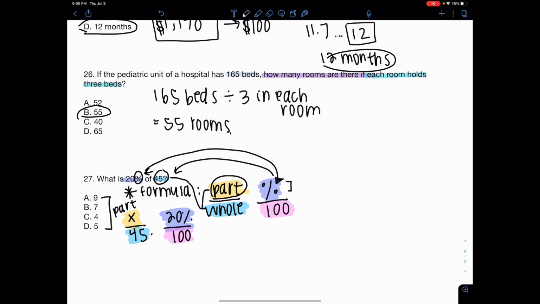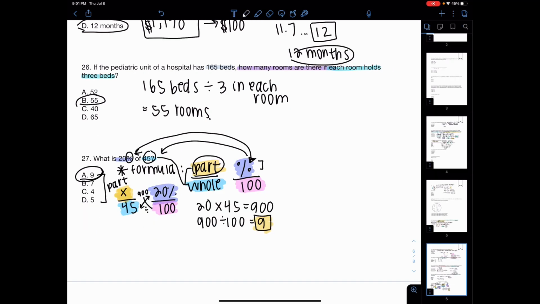So we're going to go ahead and multiply 20 and 45. And you're going to get 900. So with that 900, we're going to divide it by 100. So 900 divided by 100. So you're just gonna cross multiply and divide. So 900 divided by 100 is 9. And there's your part. 7, 8, 9.